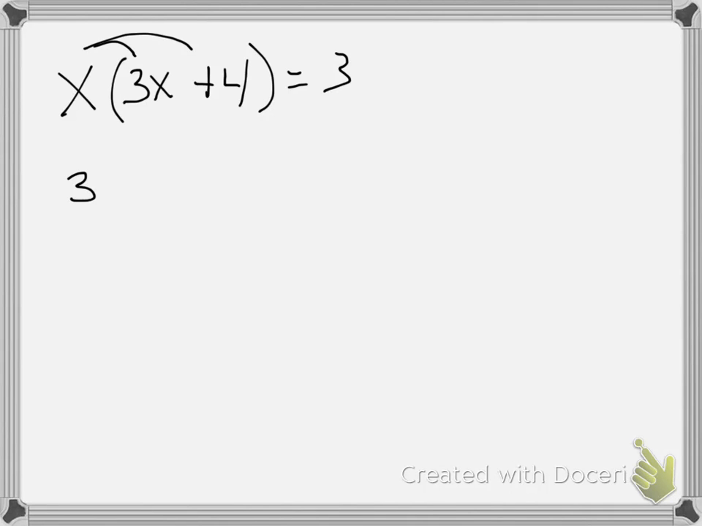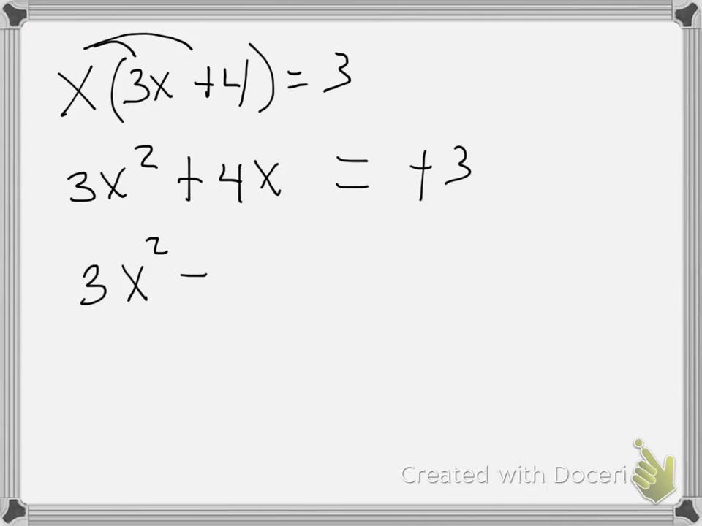I'd be able to solve something like x times 3x plus 4 equals 3. Well, I would probably start out by distributing this x through and getting 3x squared plus 4x, and that equals 3. Move this 3 to the other side. 3x squared plus 4x minus 3 equals 0.